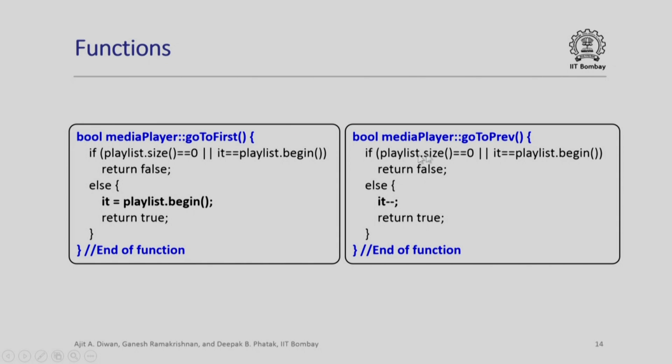Go to first and go to previous are two functions implemented here. Very simple. I just check the size of the playlist and I will check where the iterator is. If this is 0 and it is at the beginning, go to first will return false, otherwise it will set to the beginning. Exactly opposite will happen when I say go to previous, and if there is nothing to go to previous, it will return false, otherwise it will decrement iterator and return true.